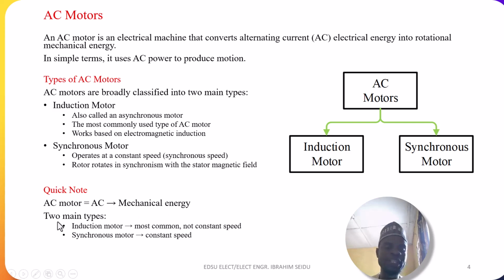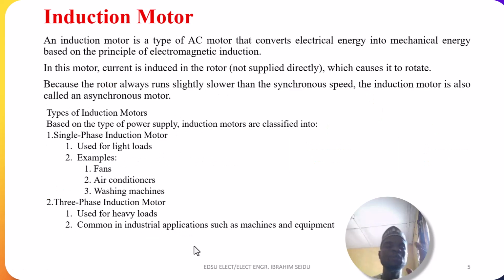Now we have the two main types. We have the induction motor, which is very common but does not have a constant or synchronous speed, while the synchronous motor has synchronous speed but is not that common. Now let's talk about the induction motor. An induction motor is a type of AC motor that converts electrical energy into mechanical energy based on the principle of electromagnetic induction. This is one of the key differences between an induction motor and a synchronous motor.